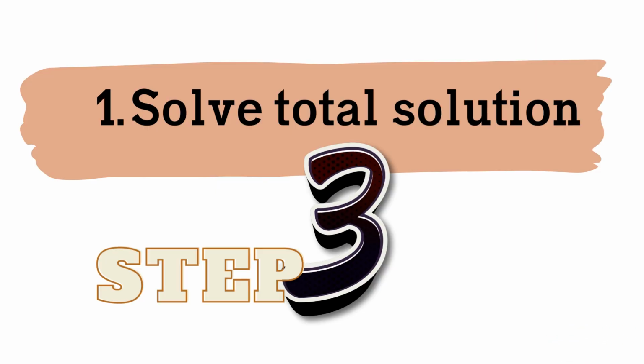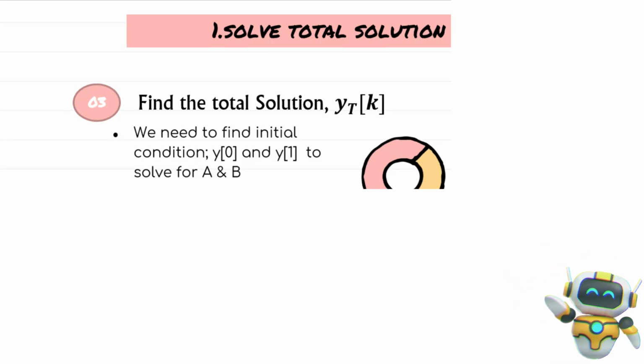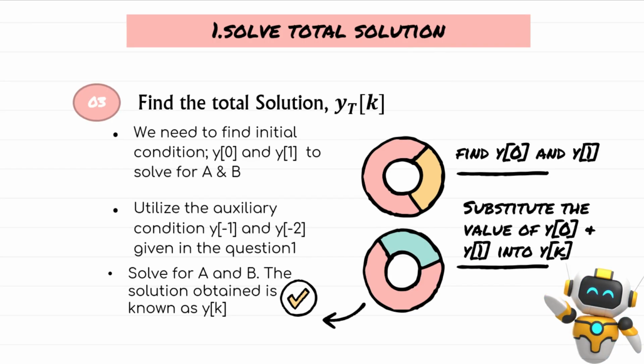Step number 3. Find the total solution of y[k]. Firstly, we need to find the initial conditions at time 0 and 1 to solve for a and b. Then utilize the auxiliary conditions for time at -1 and -2 as given in the question. To find the values of a and b, substitute the initial conditions into the equation. So, the solution obtained is known as the total solution y[k].